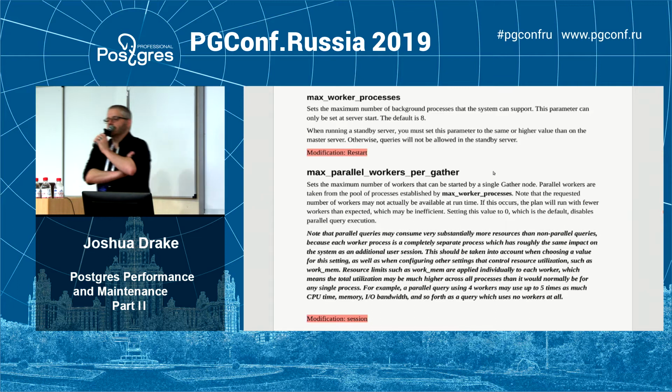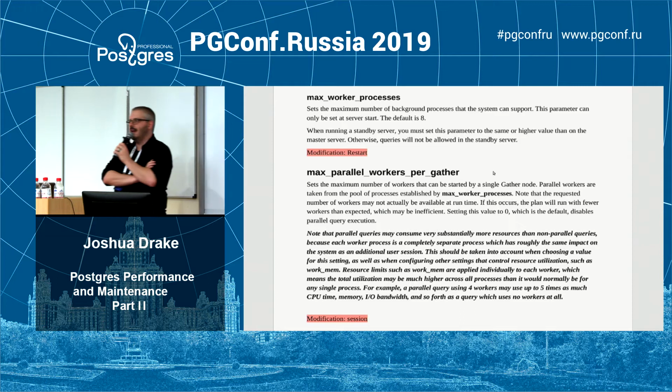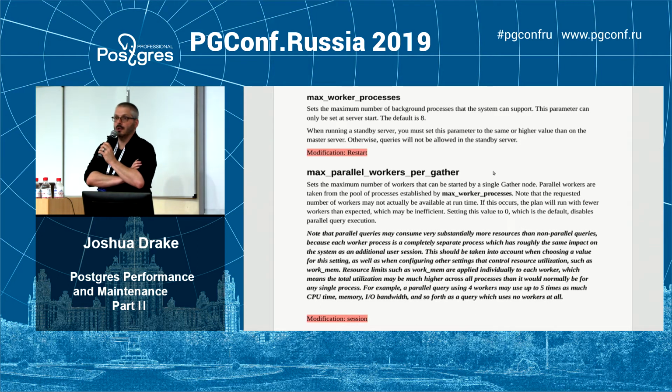Max worker processes sets the maximum number of background processes that the system can support. This parameter can only be set at server start. The default is 8. When running a standby server, you must set this parameter to the same or higher value than on the master server. Otherwise, queries will not be allowed in the standby server. Max worker process, the reason you need this is because it has to do with anything that is background oriented, including like your parallel workers.